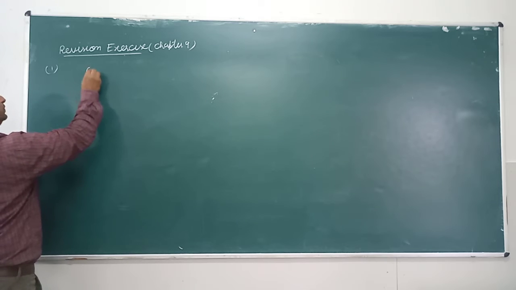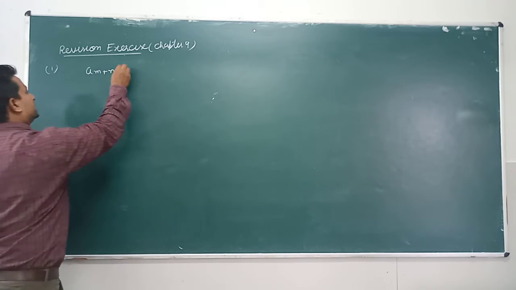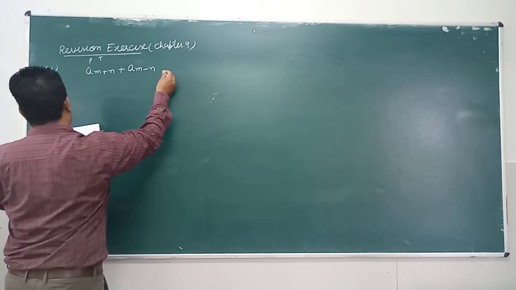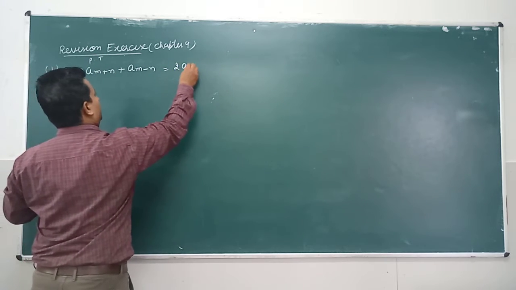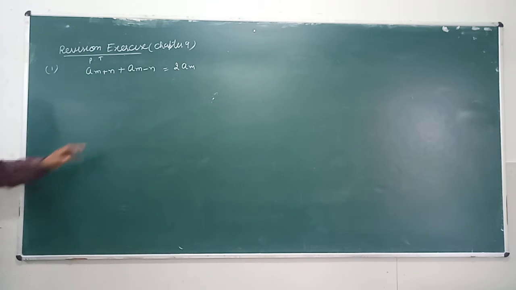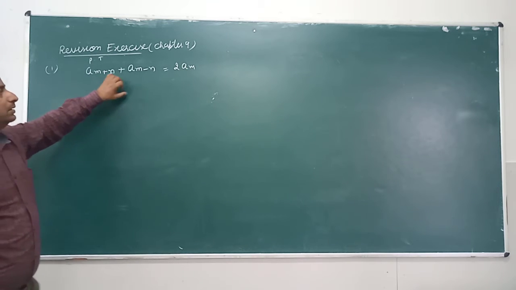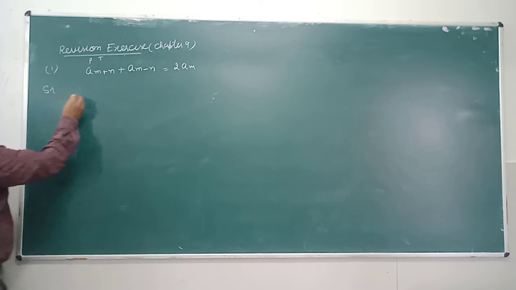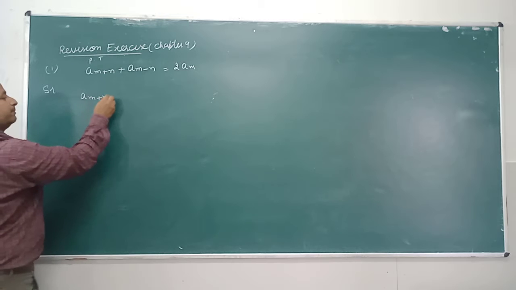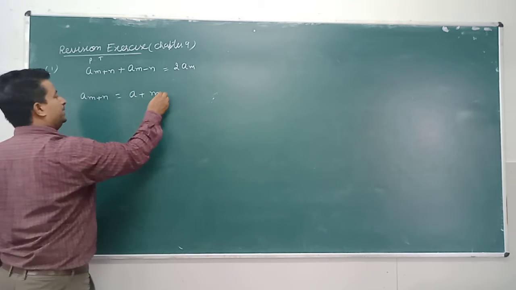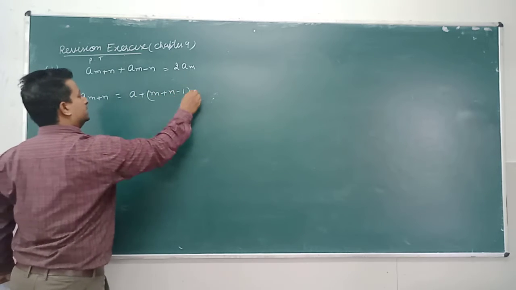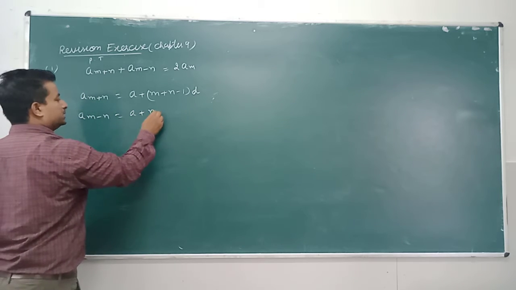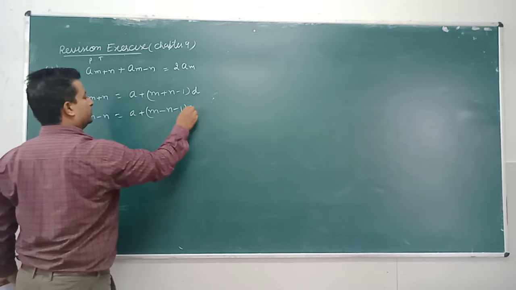minus n. So we have given sum of m plus nth and m minus nth term is equal to twice the mth term. So we prove the sum of m plus nth and m minus nth term is twice the mth term. So first we write a m plus n. As we know in AP the formula is a plus n minus 1 into d, and for m minus n, it's a plus m minus n minus 1 into d.